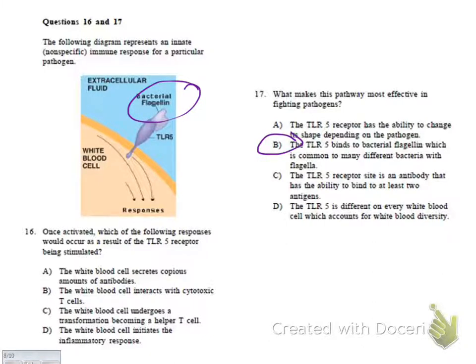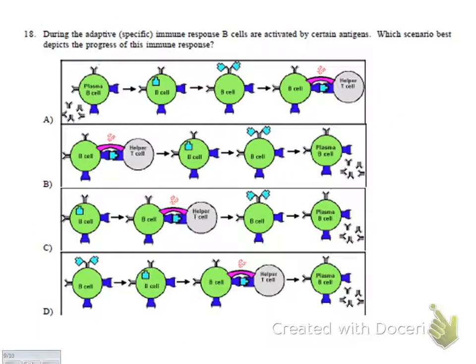But I will say the white blood cell diversity, because that was my second choice, but that's acquired. And then that would be specific, and innate is non-specific. So A says it is able to change shape depending on the pathogen. That'd be specific. And C says an antibody, which would be acquired. So hopefully you got it right. That one was B.